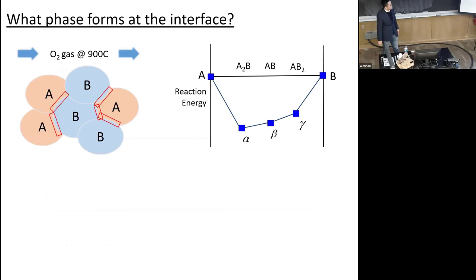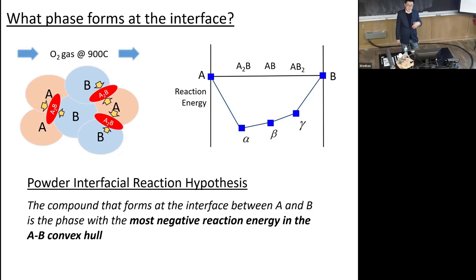If we look at an interface, for example, A and B, and I have a convex hull in that binary that looks like this, which of these three phases will form? Well, I don't know the answer, but I might hypothesize that the first phase to form in this reaction is the one with the most exothermic driving force, the biggest driving force. Again, it's a hypothesis, we don't know.